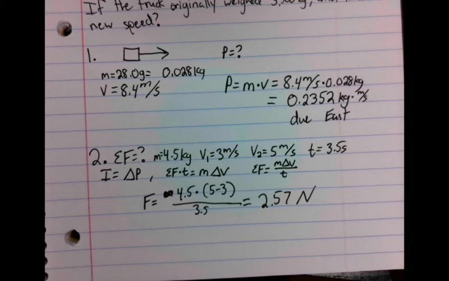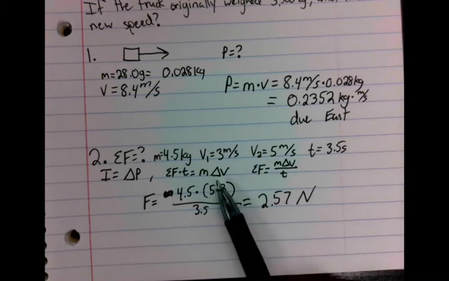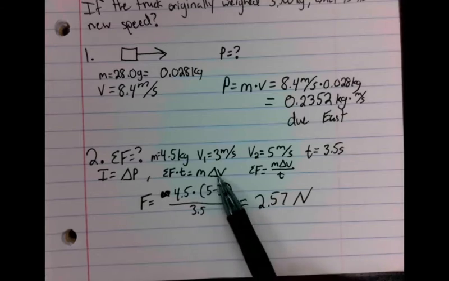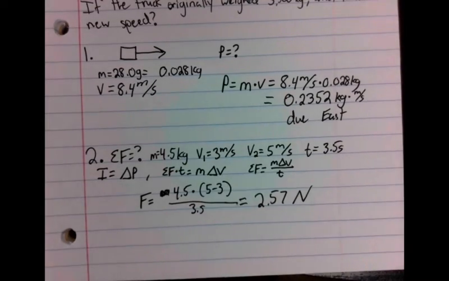That impulse and momentum are connected to each other. Impulse is directly equal to the change in the momentum. In this case, the change in momentum would be our delta V.